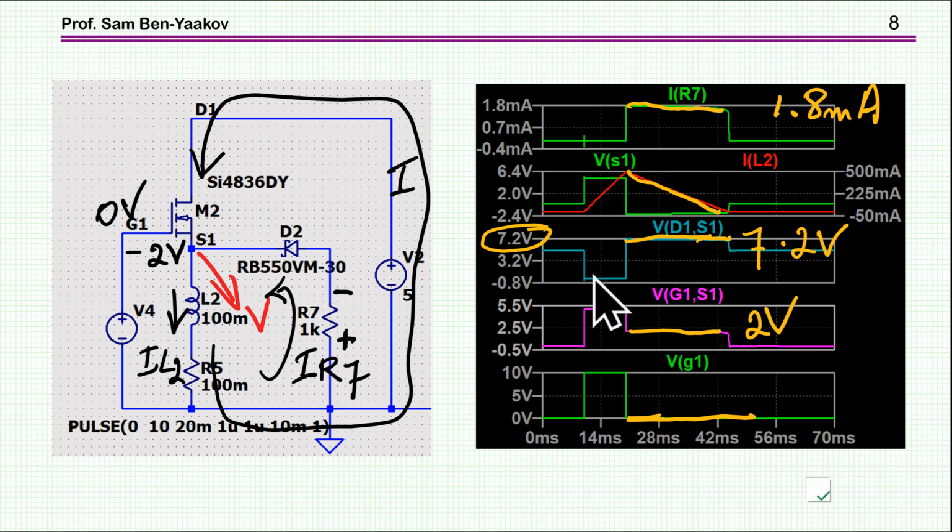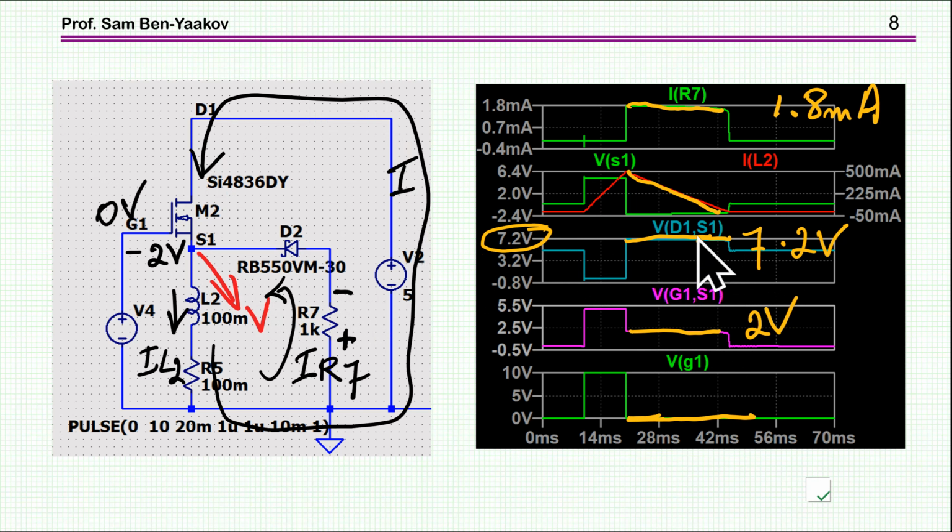So let's have a look at it here. We see that the gate went down. Gate to source is now 2 volt. We have the voltage across the transistor is now 7.2 volt. This is the 2 volt plus the 5 volt. So we are in the linear region.